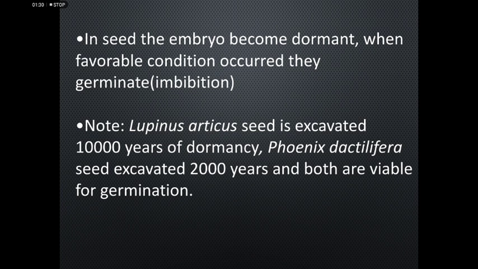That means seed dormancy is a period in which that seed is not active but not permanently deactive, but when favorable condition occurs that seed becomes active. In such a condition, these Lupinus articus excavated from Arctic region have 10,000 years of dormancy and still have viable effect. And Phoenix dactylifera has 2000 years of viability.